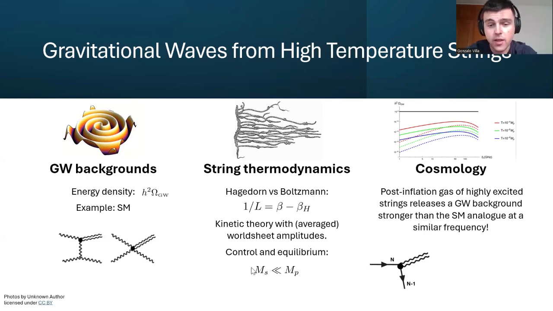And one can argue that there's computational control and thermal equilibrium whenever M string is much smaller than M Planck. This allows us to put the system in cosmology. So the idea again is that we have a gas of highly excited strings releasing a gravitational wave spectrum, and we find that the amplitude is larger.